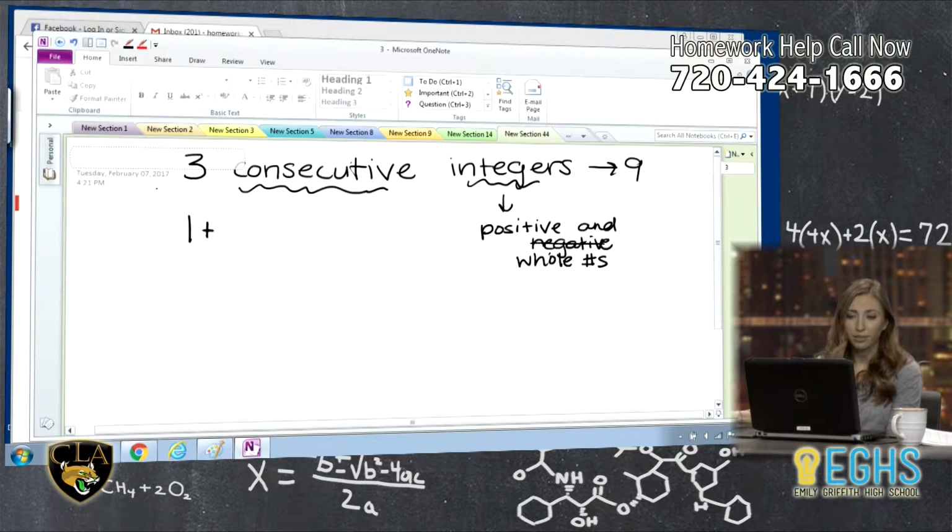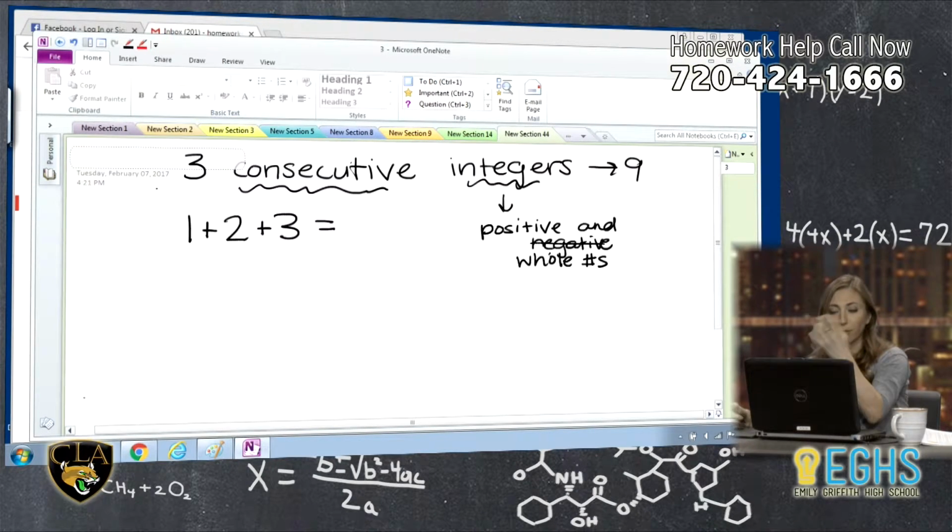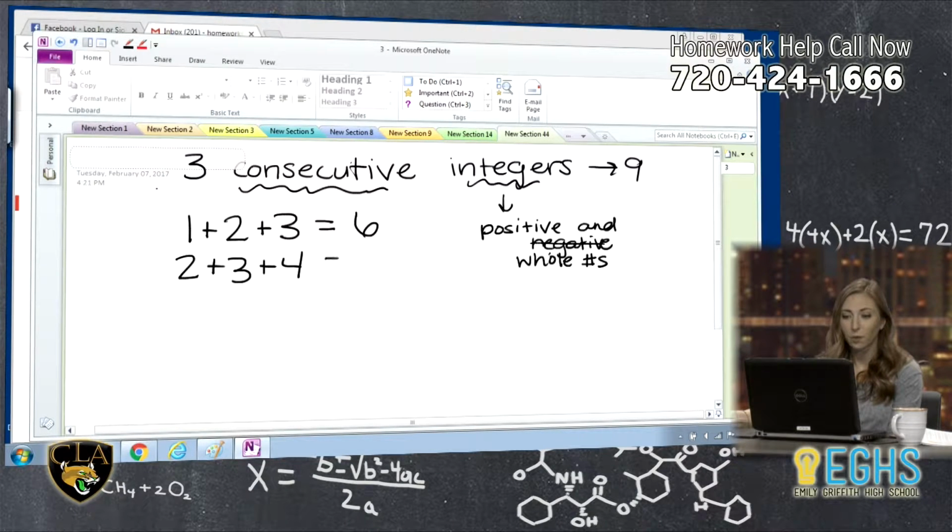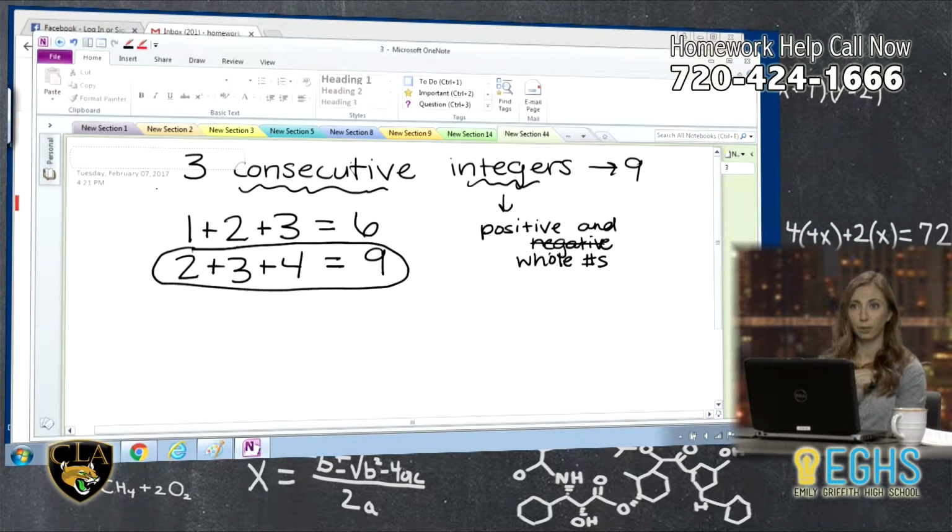So guess and check, I'm just going to start with the first 3 consecutive integers that I know: 1, 2, and 3. Add those up, and I get 6. So I know I started with something too low. I'm going to try 2 plus 3 plus 4. 2 plus 3 is 5. 5 plus 4 is 9. So there's my answer. You can see how guess and check was pretty quick with this one. But I'm also going to show you algebraically, just because it's nice to have that up your sleeve. So 2, 3, and 4 are my answers.